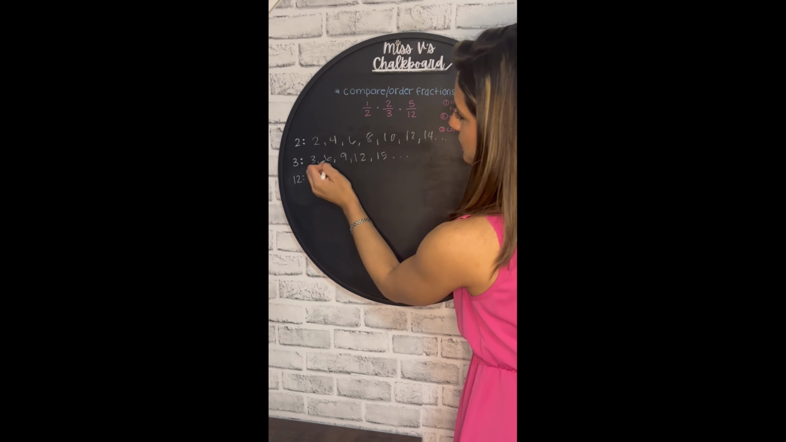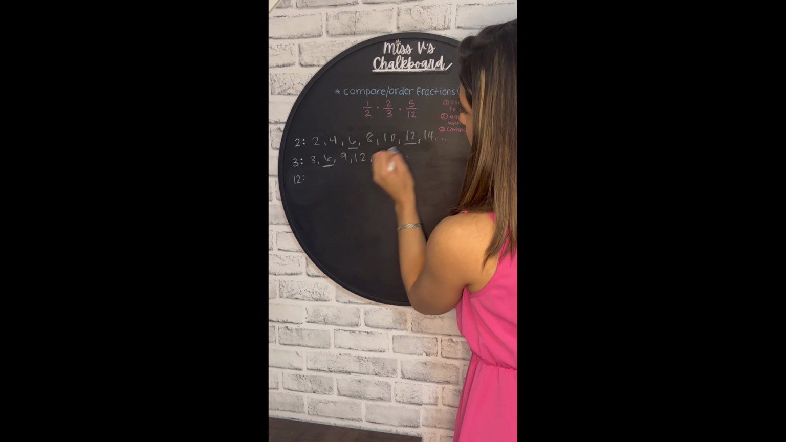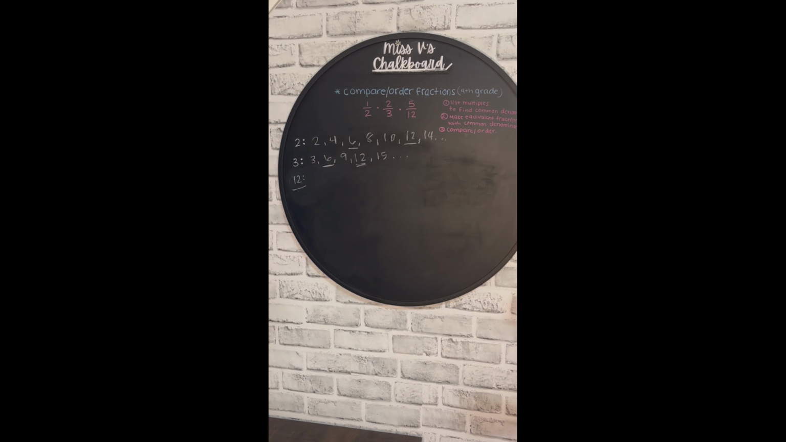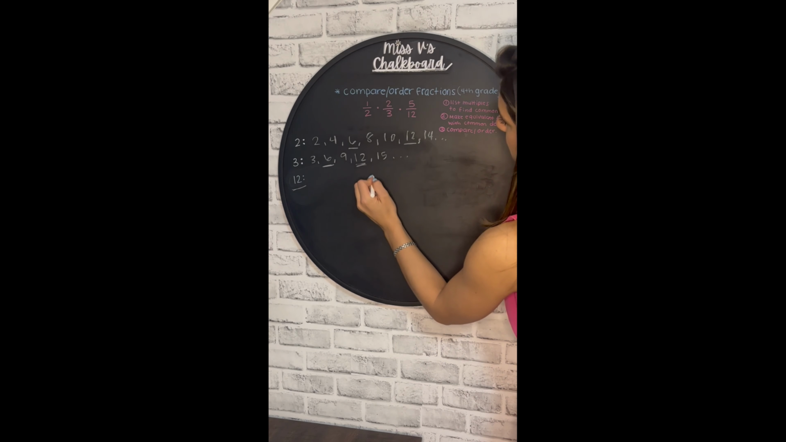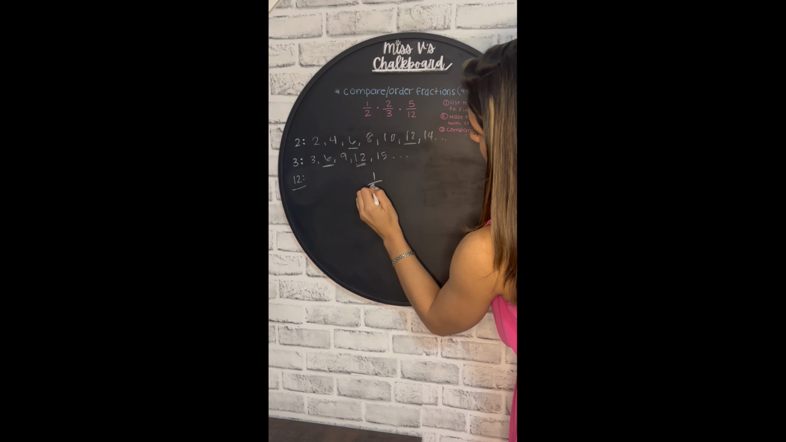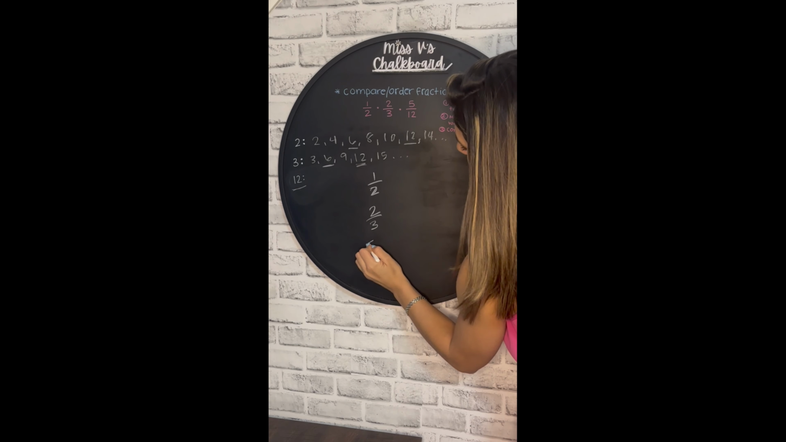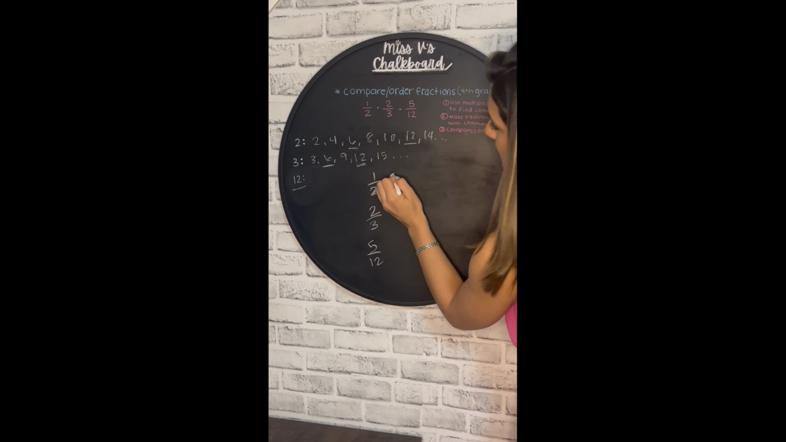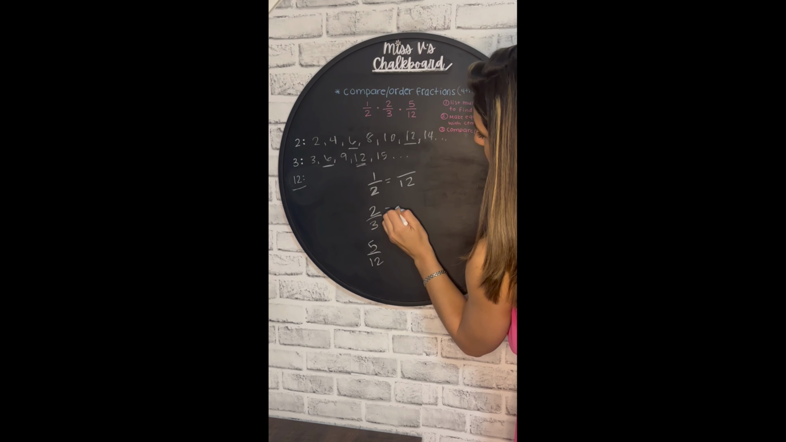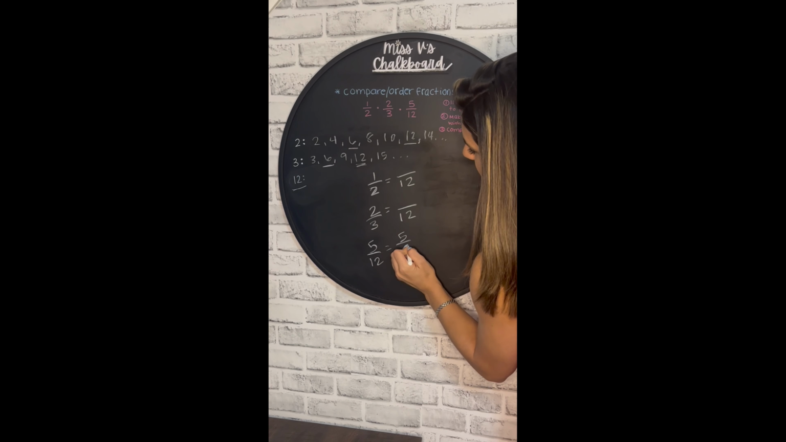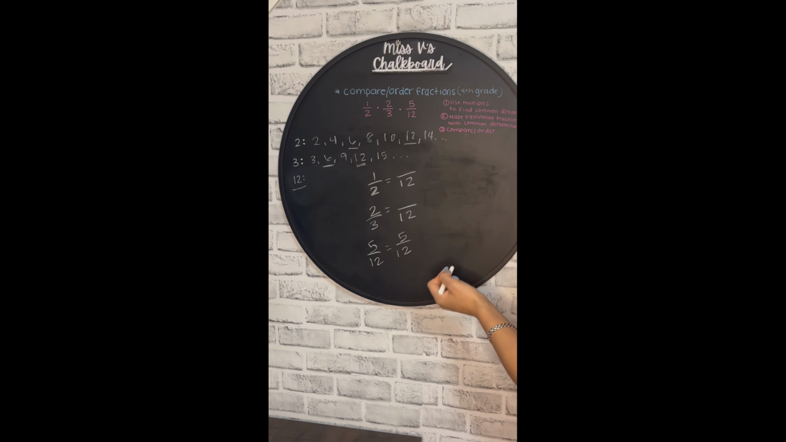I see that 2 and 3 share a 6 and a 12. And this one here is a 12 as well. So I will be turning all 3 of them into 12s. So I'm going to try and line them up as neat as I can. And I know that 1/2 will be something 12ths, 2/3 will be something 12ths, and 5/12ths will stay the same since it's already in 12ths.